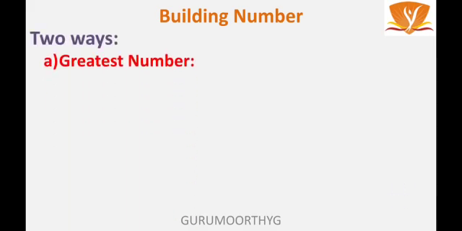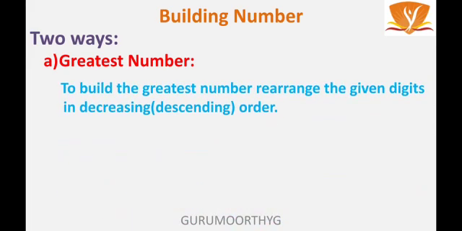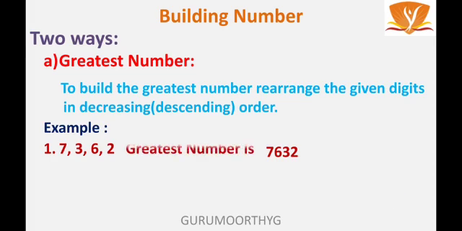Dear kids, next I will teach you how to form numbers with given set of digits. That means building numbers. First we will learn how to form the greatest number. To form the greatest number, rearrange the given digits in descending or decreasing order. Example, the given digits are 7362. To form this in descending order, it becomes 7632.